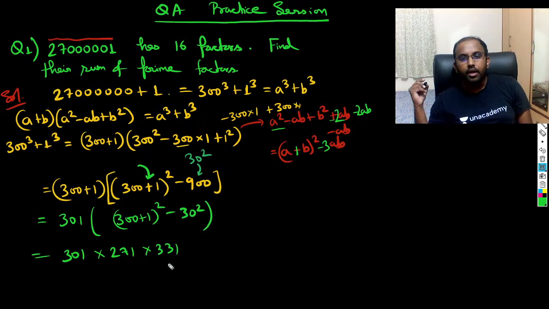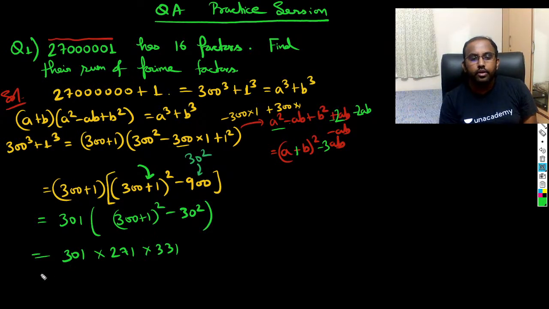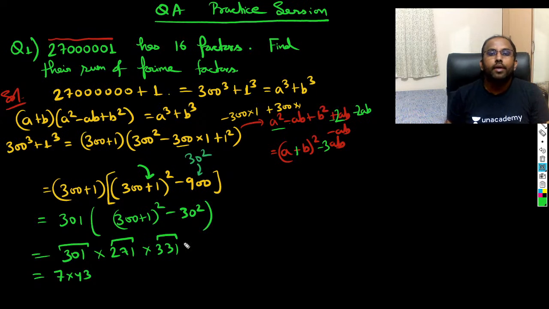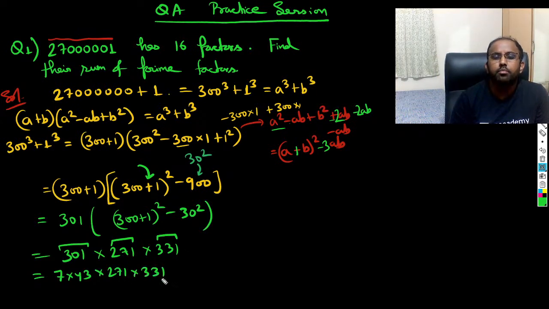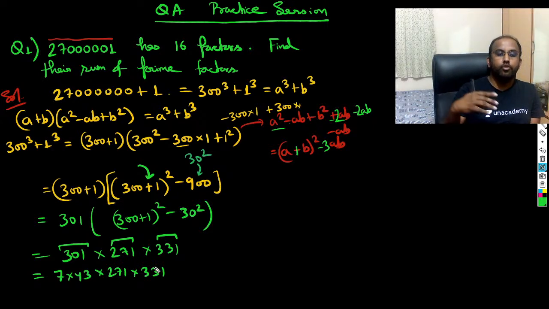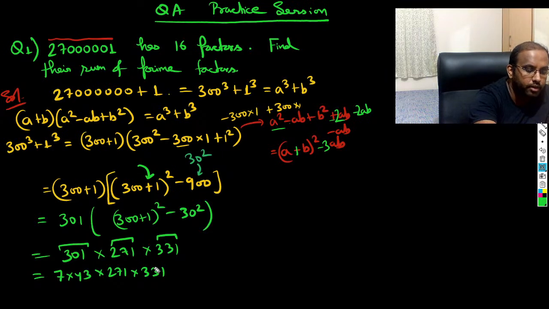That's it, right? And we know that 301 is 7 into 43. And if you check it, 271 and 331 are prime numbers. Okay, so into 271 into 331. How do you check for prime numbers? Just take the square root, and you can check for all the primes before that number, right? That basically will turn into this value. Okay, any doubt I'm getting?